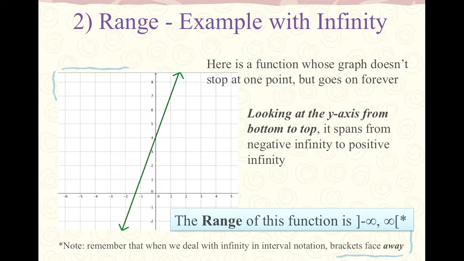Before I move on, is it possible that you're going to have infinity and a number? Yeah, absolutely. You could have one that goes from infinity to a number or a number to infinity. It doesn't matter as long as you remember that it's possible that it goes to infinity or that it starts at infinity and brackets face away.